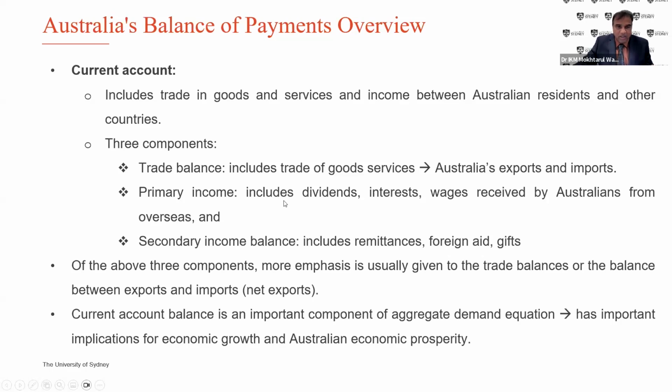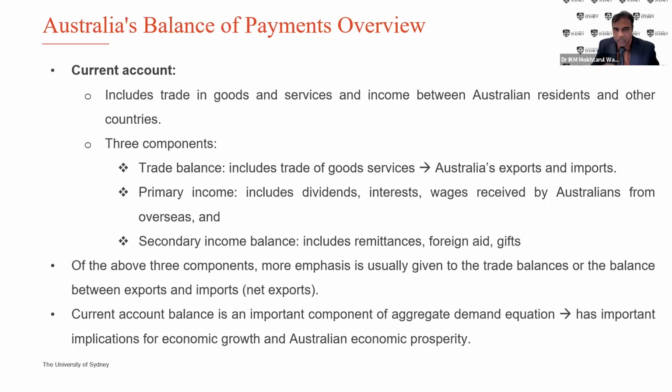So in terms of primary income, we just consider the dividends and interest and wages that Australia receives to make it simplified. The secondary income balance includes the remittances and foreign aid and gifts. So these are more like what you call transfer payments. Okay. So again, current account has got these 3 things: trade balance, which is the balance of export and import, and then we have primary income and secondary income balance.